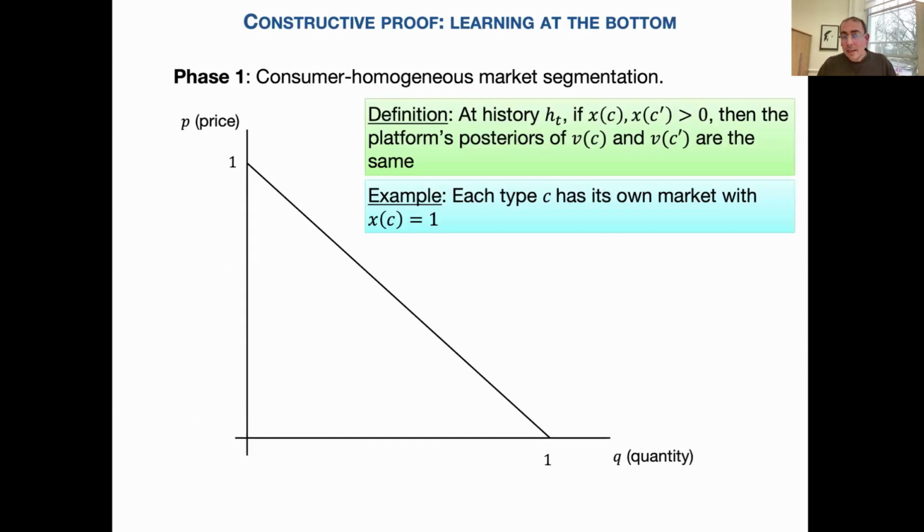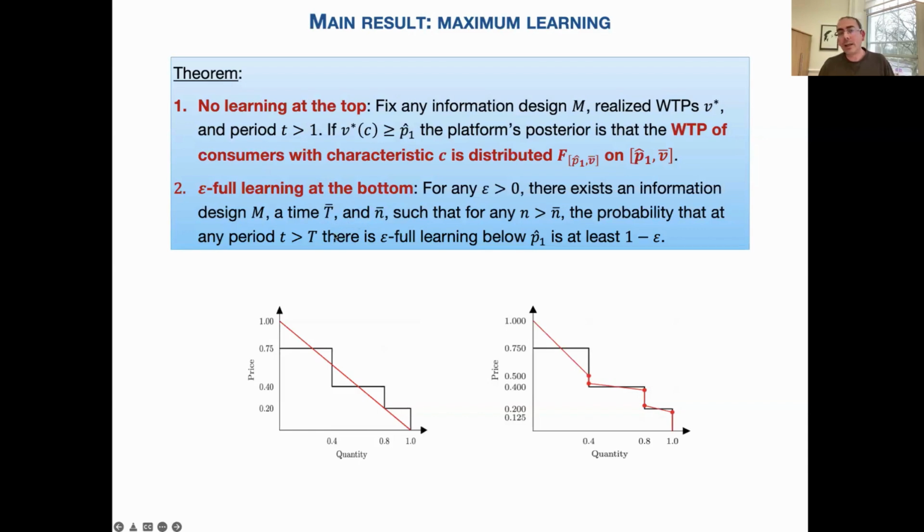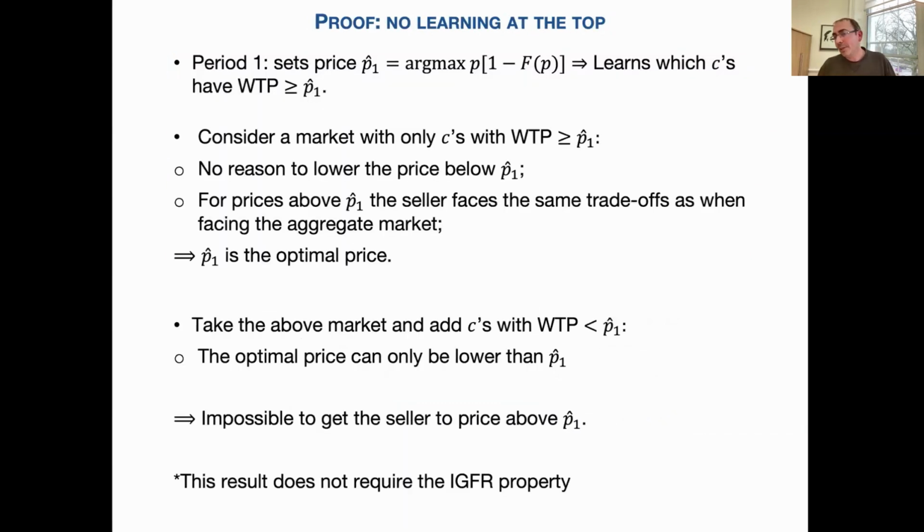So the one I want to do now, I want to show you the second part of the result. How do I create an information design that allows me to learn everything below it? Okay? And the way in which we have done it is by creating an information design characterized by two phases. The first phase, I create markets which are homogeneous in the sense that I only put together consumers that the platform has the same posterior about their willingness to pay. Okay, so these are homogeneous segmentations.